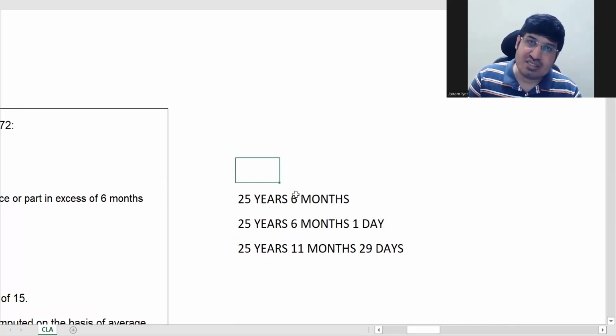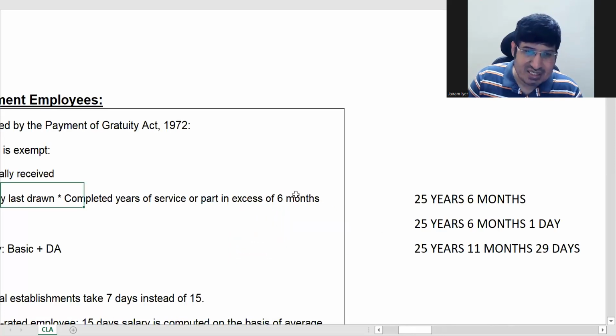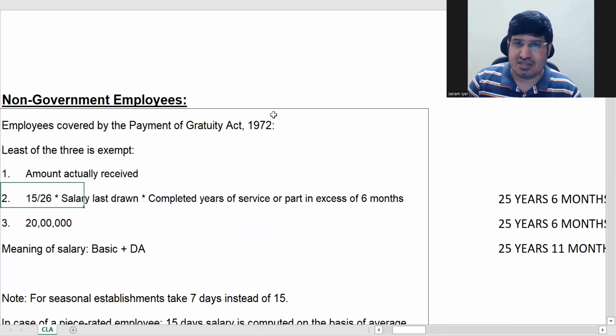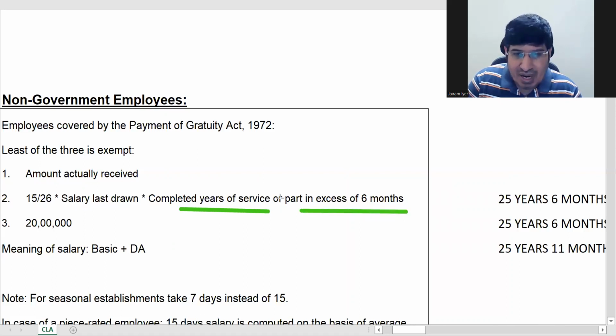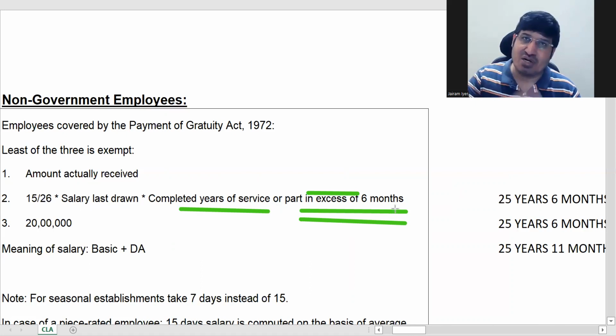Okay, so see these three examples, what it says, if you see the phrase completed years of service or part in excess of 6 months, part in excess of 6 months, in excess of बोल दिया, मतलब up to 6 को आप 0 मानोगे. If it is more than 6, in excess of बोला है, is more than 6, only then it will be converted to 1 year.